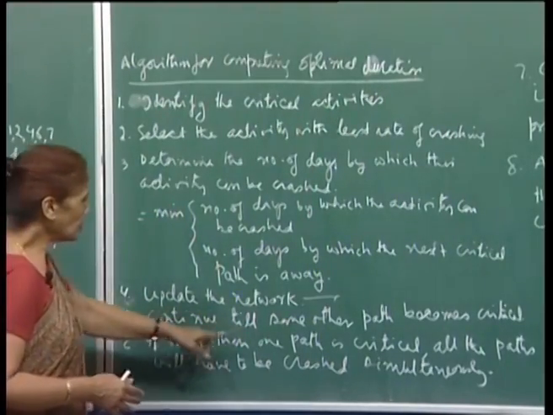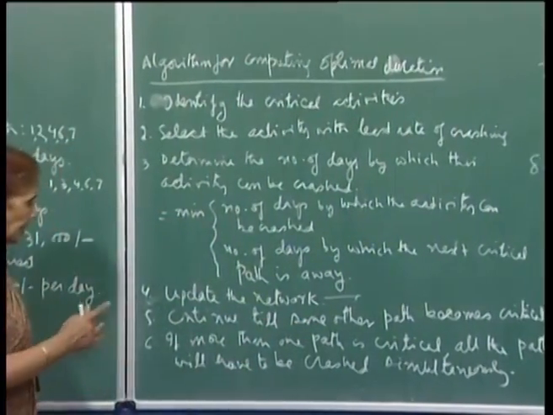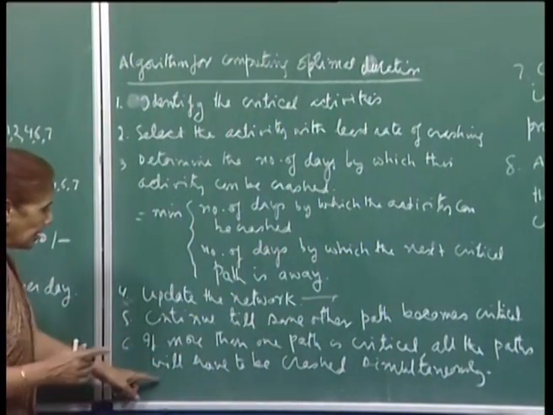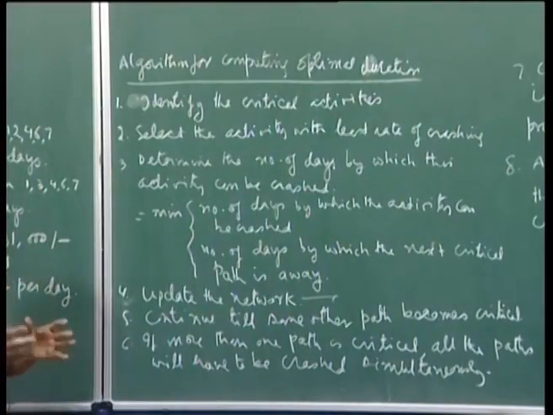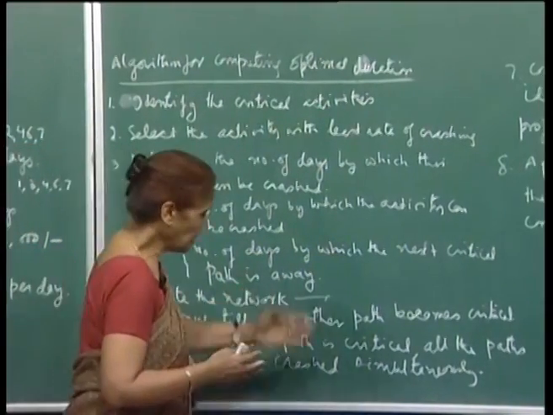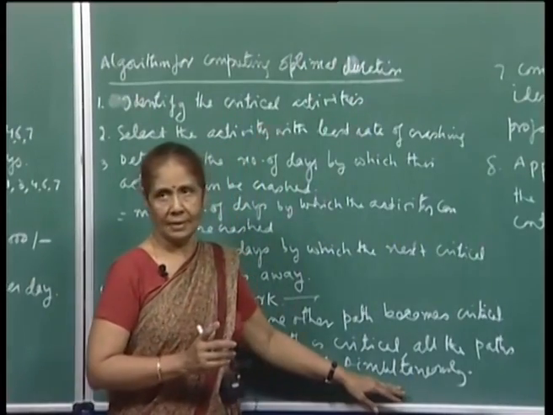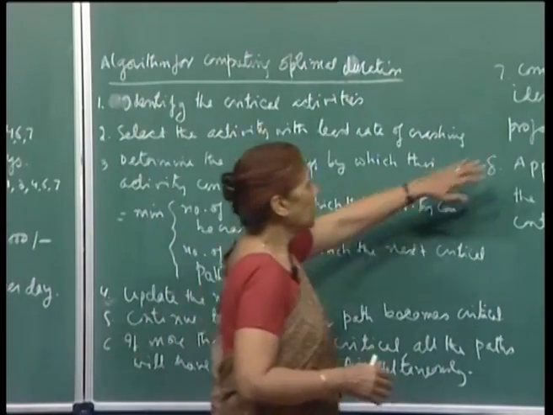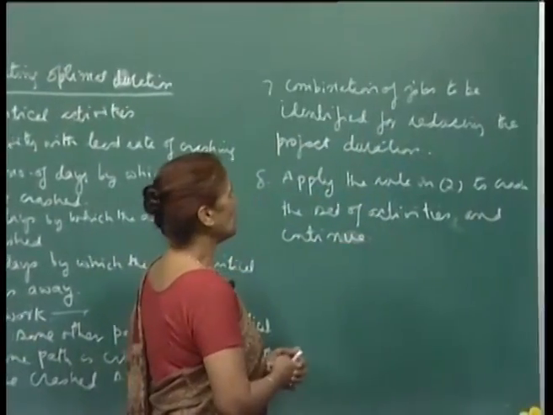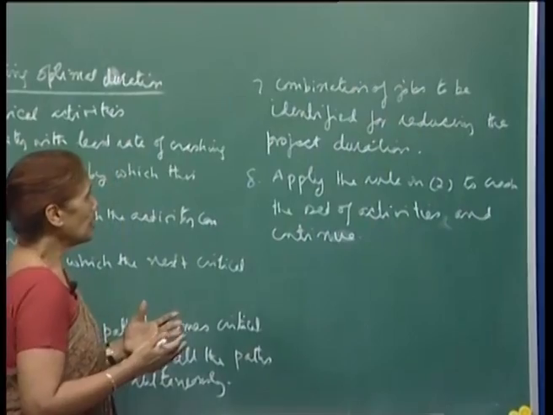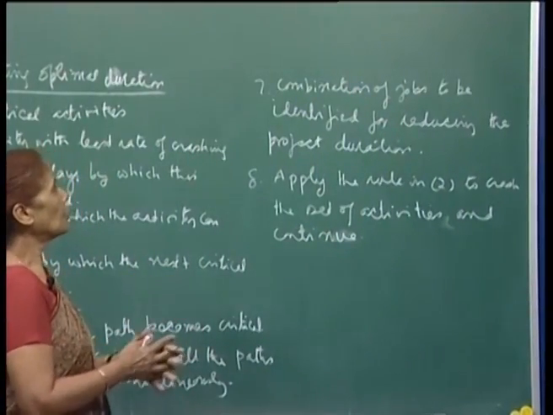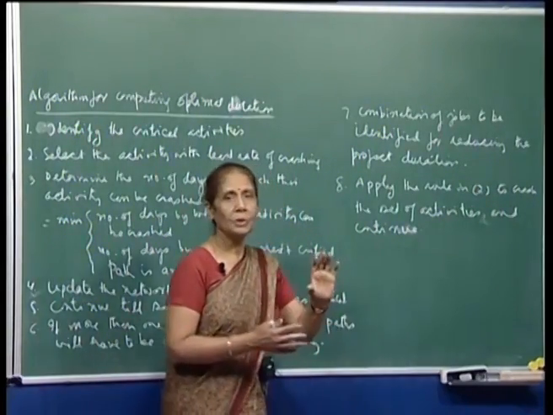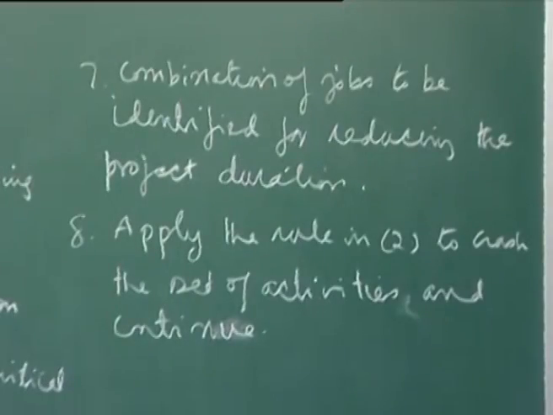Then continue till some other path becomes critical. If there is more than one critical path, you will have to crash all the critical paths simultaneously, to be able to reduce the project duration. To do that you will have to pick a combination of jobs. That means you will have to identify the combination of jobs on all the critical paths, so that by crashing that set of jobs, you can reduce the project duration.